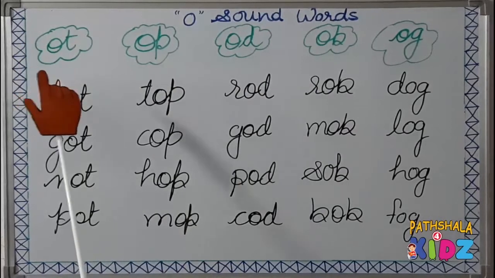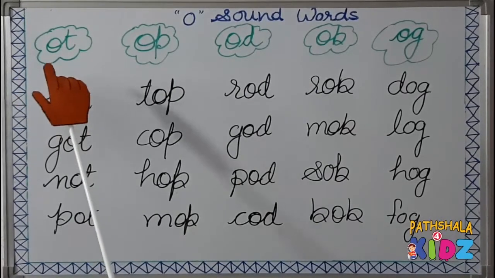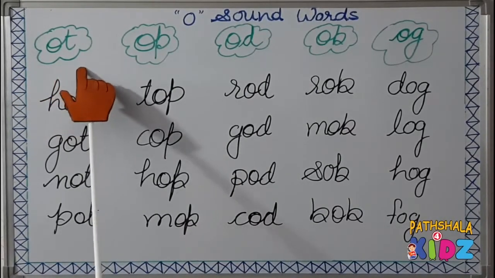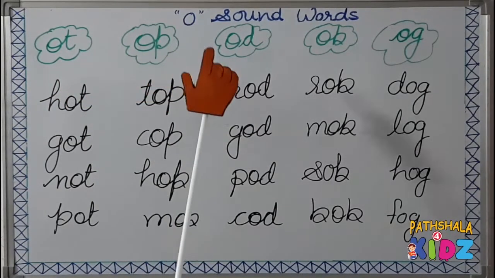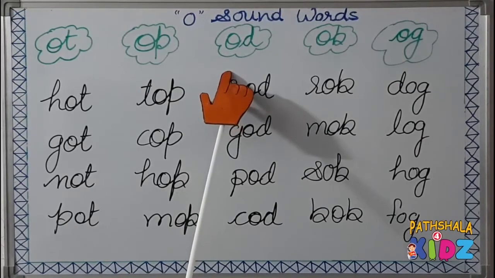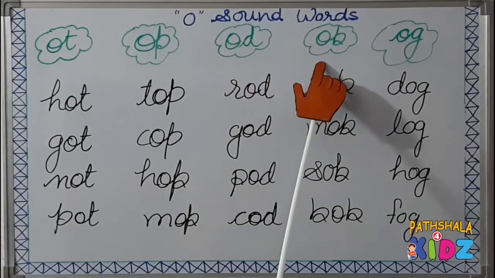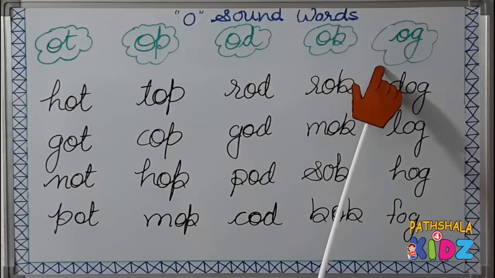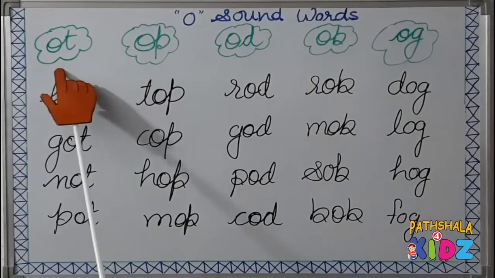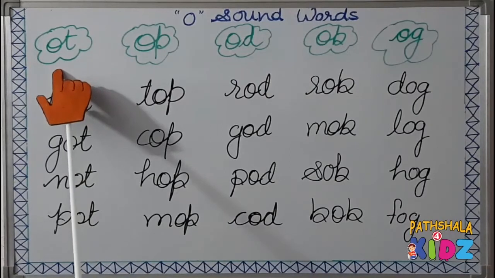The first family of O is OT, ot. OP, op. OD, od. OB, ob. OG, og. First we will come on first family, OT, ot.